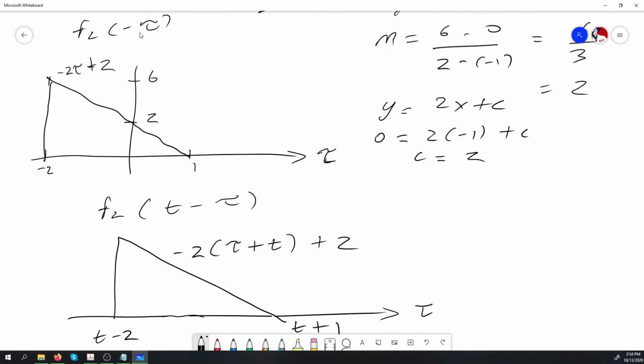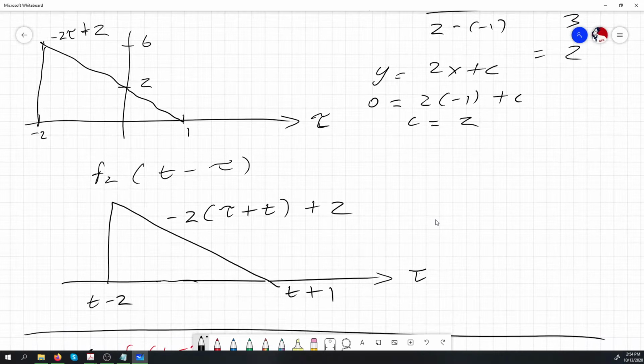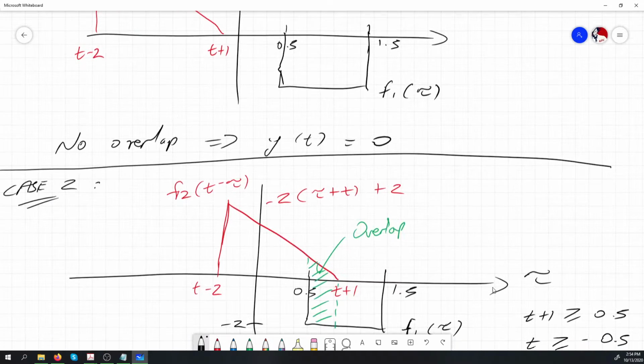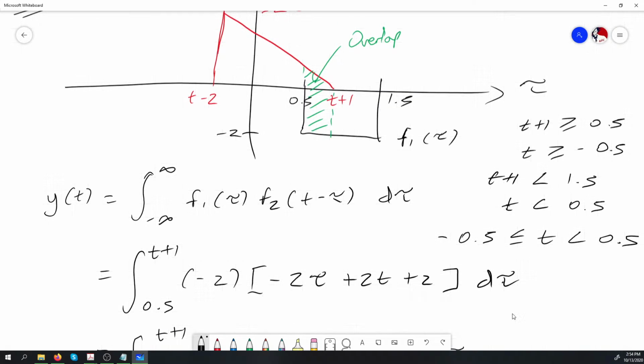And because this is already f of 2 minus tau, when we add t here accordingly, that means everywhere that we had minus tau, it now becomes basically t minus tau. So let's make sure I'm doing the correct thing here. Alright, so let me just make sure that was actually correct.